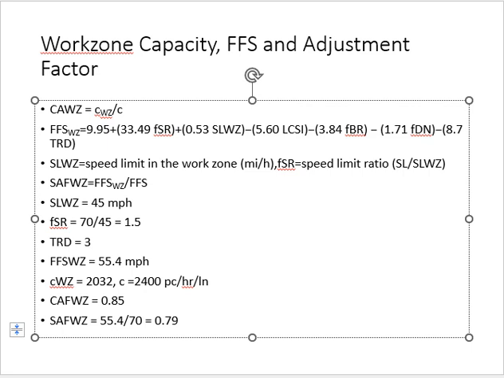Clear? Yes, Najiba. Clear? I mean the picture is clear. Any questions? Sure. Okay. So this is how we find out the capacity and speed adjustment factor for the work zone. For all the other conditions we have tables.